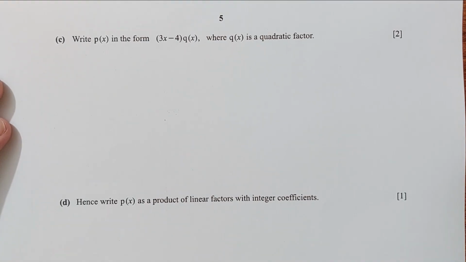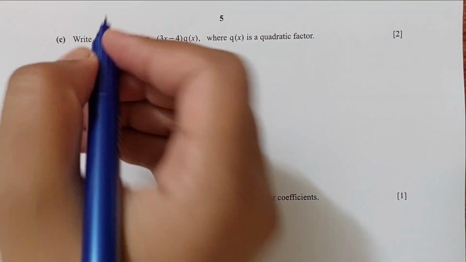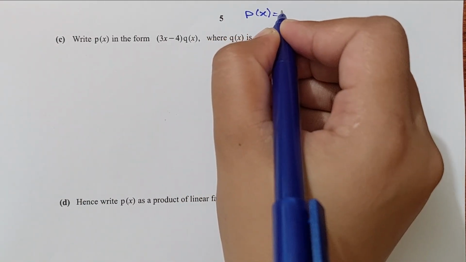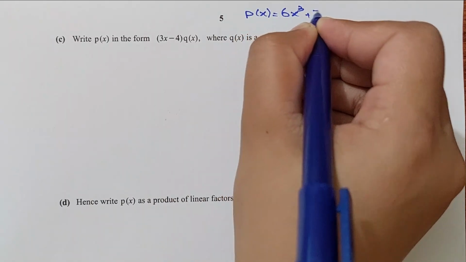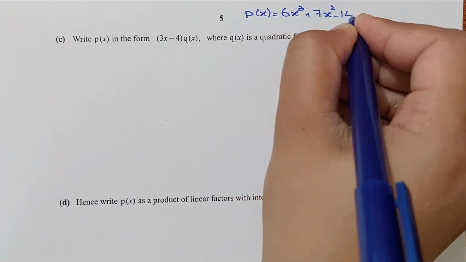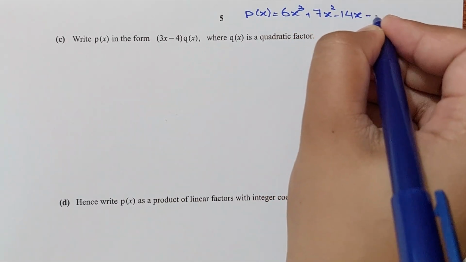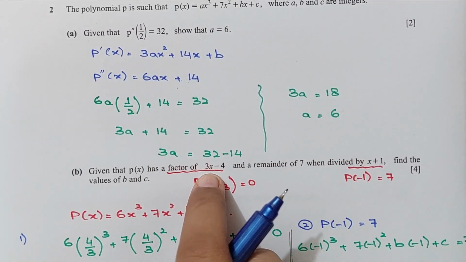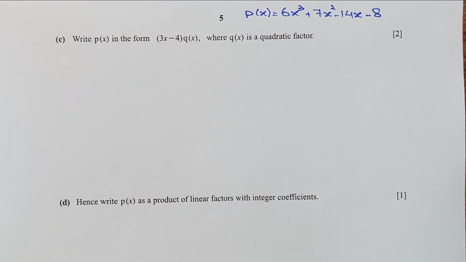Now part C, write p of x in the form 3x minus 4 into q of x, where q of x is a quadratic factor, right? Let me write down the polynomial p of x first. P of x equals ax cube, which is 6x cube plus 7x square plus bx, b value is negative 14x plus c, c is negative of 8, right? And from part B, we know that 3x minus 4 is the factor, right? So it means at x equals 4 by 3, the polynomial equals 0, using the method of synthetic division here.